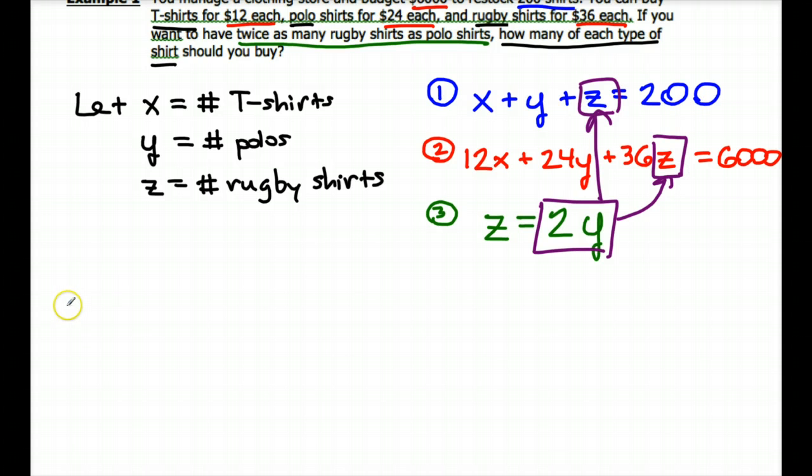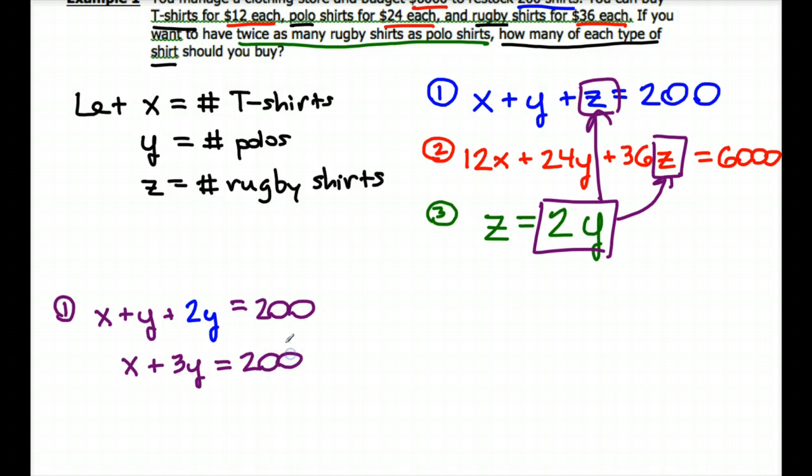Okay, so equation 1, if I plug in a 2y for my z, that gives me x plus y plus 2y is equal to 200. When I simplify that, I get x plus 3y equals 200. So I'll go ahead and I'll name that equation 4. And then equation 5, I'm going to take equation 2 and again plug in 2y for my z.